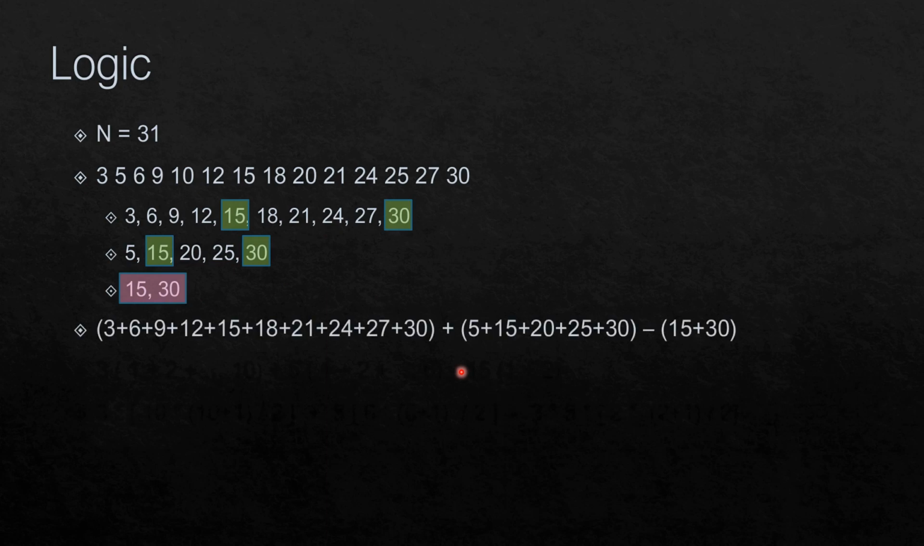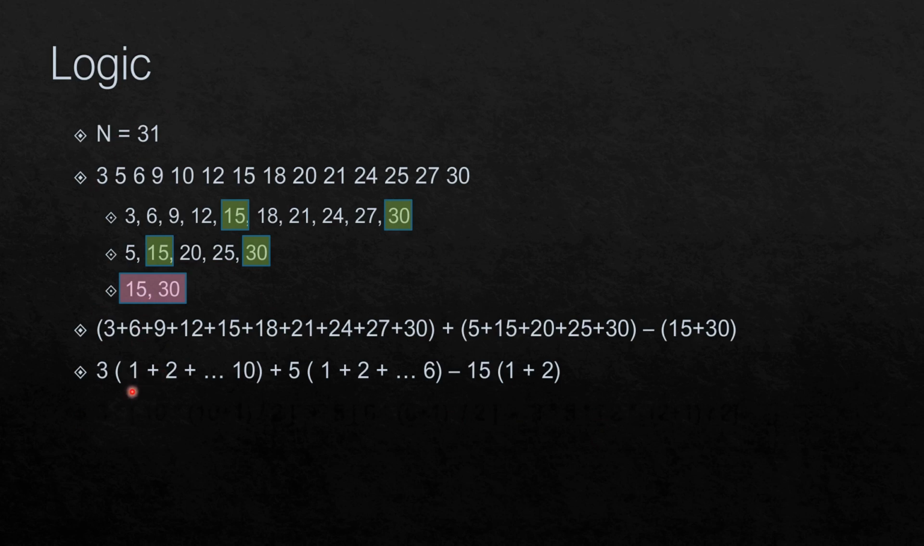So let us try to build the equation. This is just what I said just now: adding the first 2 groups and subtracting the third group, and trying to simplify this. 3 into 1 plus 2 plus till 10, and 5 into 1 plus till 6, and 15 into 1 plus 2. If you observe this, these are nothing but the sum of n natural numbers. But what is this 10, what is this 6, and what is this 2? This is the quotient which you get when you divide 31 by 3, 31 by 5 and 31 by 15.